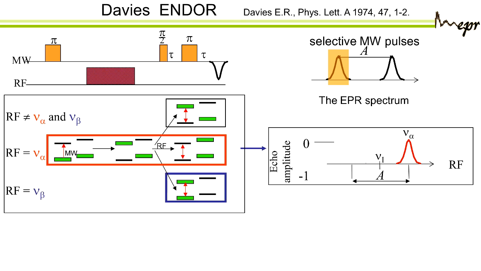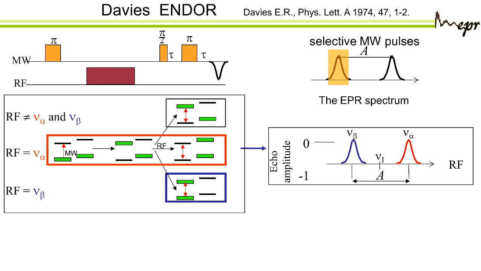So now with the RF, I'm inverting the bottom one. Yeah, so again, for the transition that I'm observing, I equalize the population. And again, the signal went from -1 to 0. So now if I just scan my RF and I look at the echo intensity, I see this nice doublet that I measure. Okay? So now, of course, I don't know who's alpha, who's beta. So I see a doublet, and the center is at Ni I, and this is the difference. Okay, so this is the Davies ENDOR experiment.